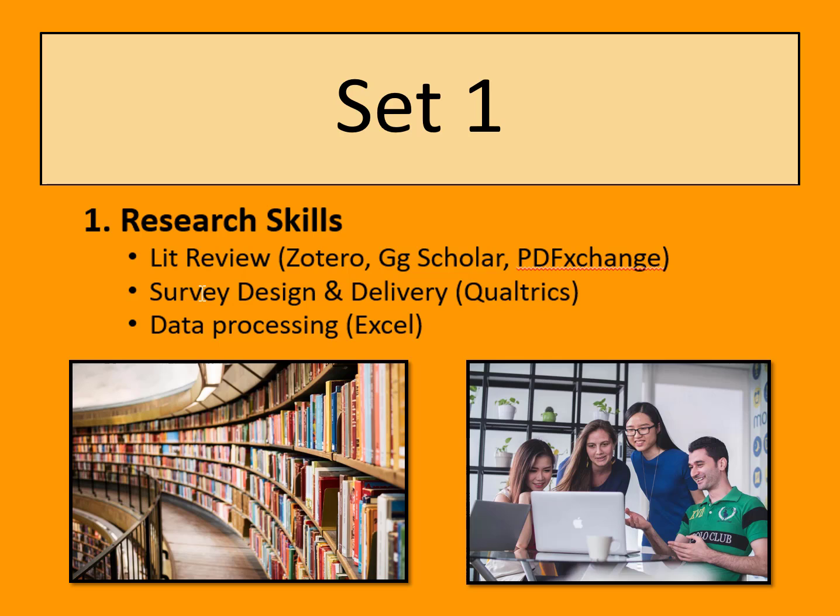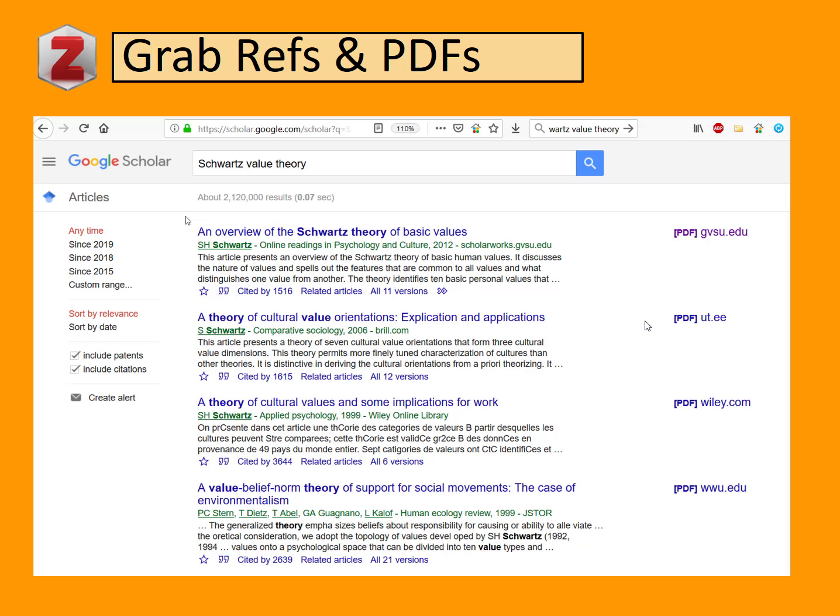Okay, so set one, going through some of the research skills and the software that would be available for that. Three main areas: lit review, survey design, and then data processing. Lit review, we'd start with Zotero. Zotero is a reference management and PDF management system that's free and is being developed by a nonprofit.